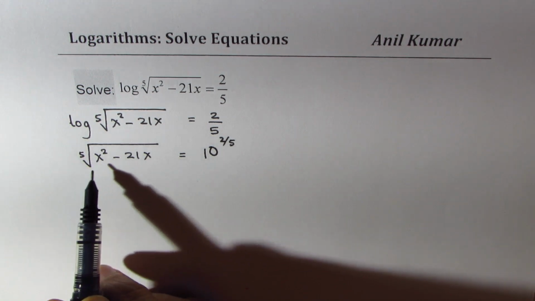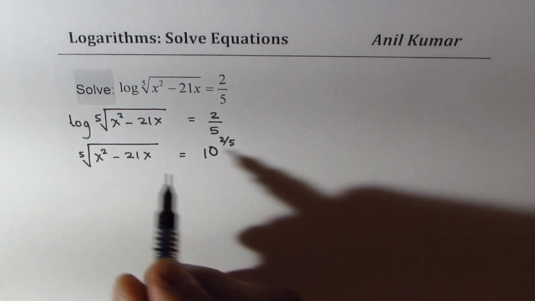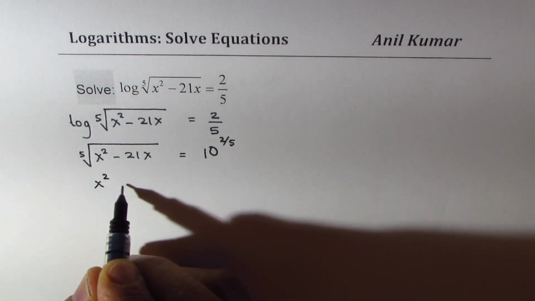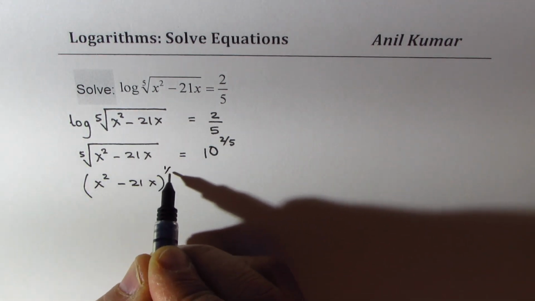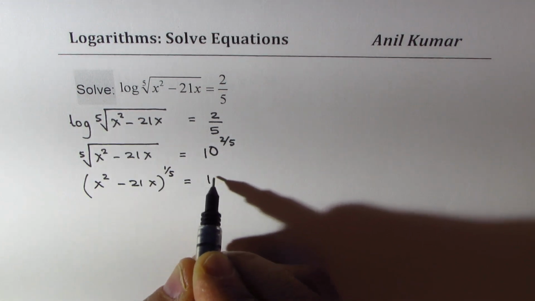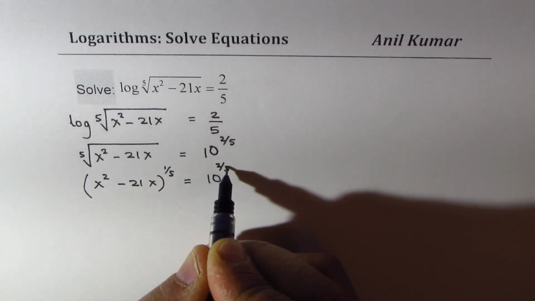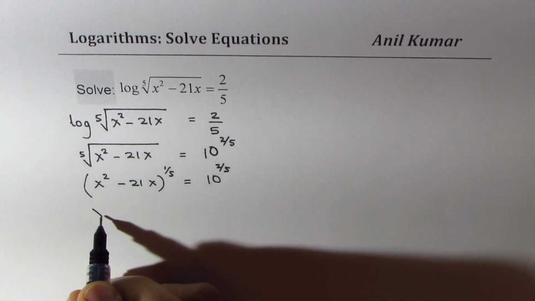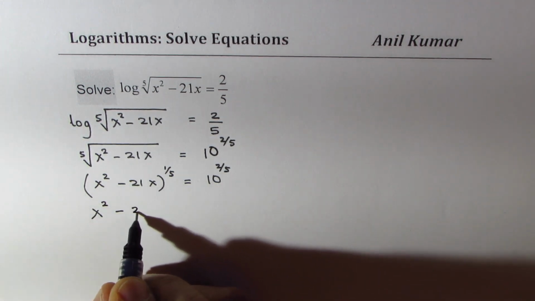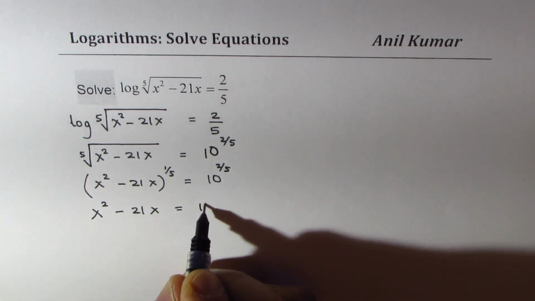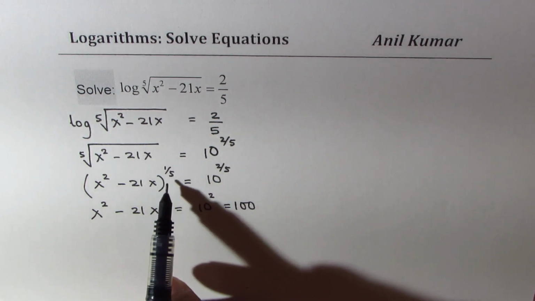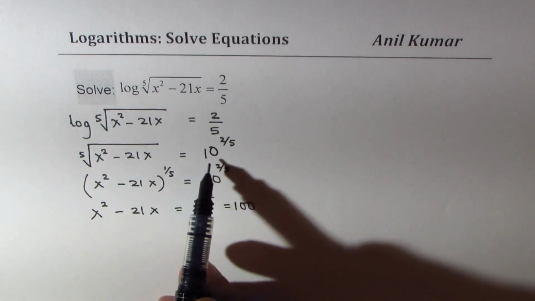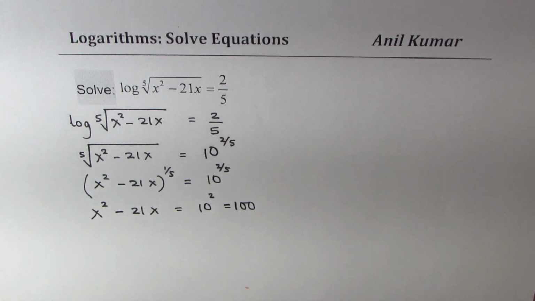Now, the fifth root can get cancelled. Let me rewrite this as (x squared minus 21x) to the power of 1 over 5 equals 10 to the power of 2 over 5. Now from here, you can say clearly that x squared minus 21x should be equal to 10 to the power of 2, which is 100. Is that clear? So the inside of the fifth root term should be the same, correct?